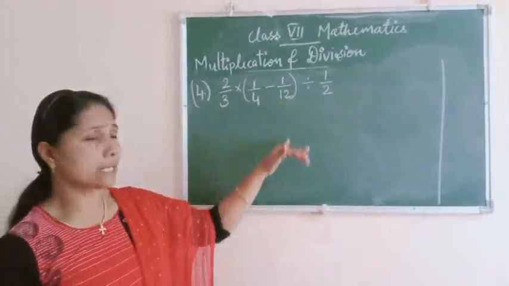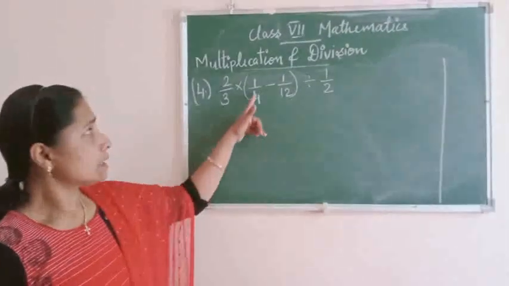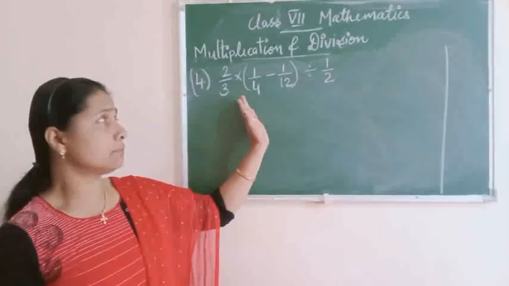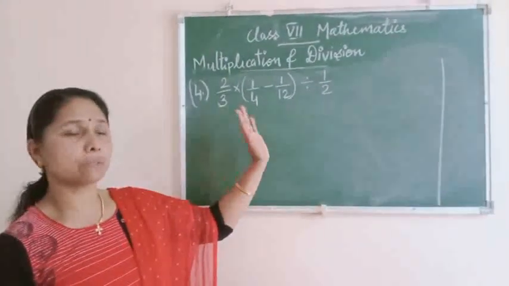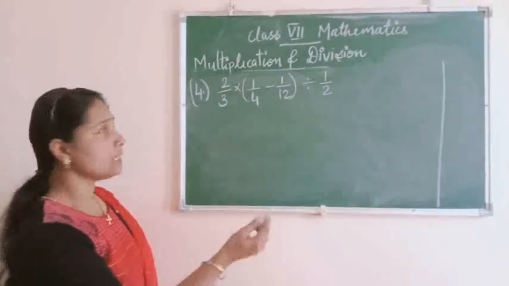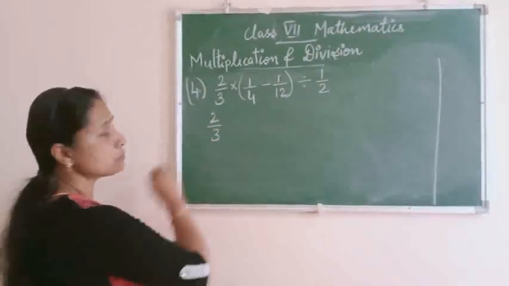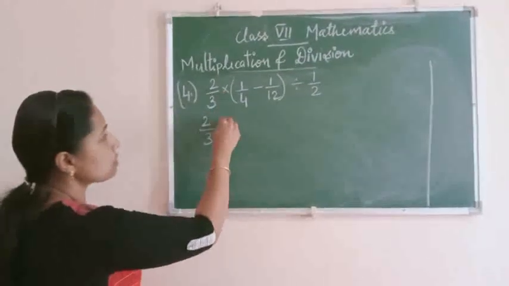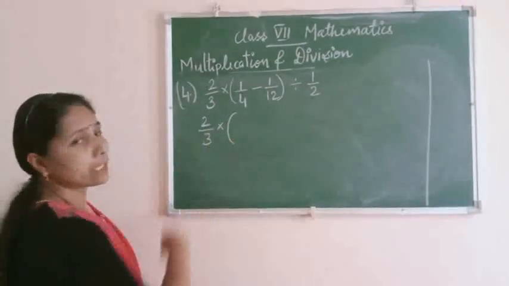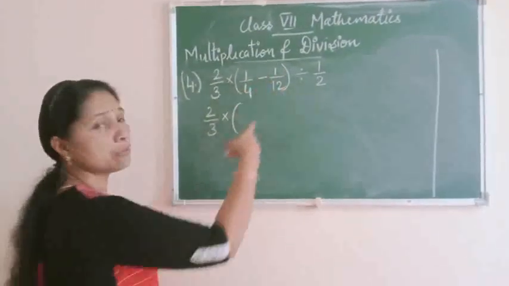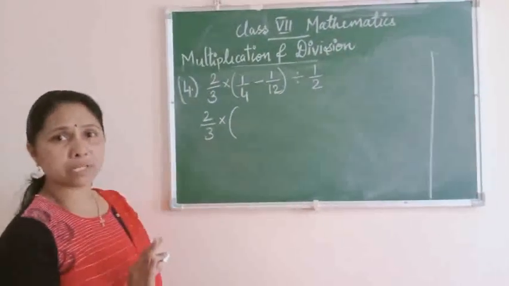So now let me explain this question. Here the bracket is already there, so, as I said in the previous question also, if a bracket is given, first you have to solve the bracket. The other fraction we write as it is. 2 upon 3 is the first fraction, we write the same, 2 upon 3. The multiplication symbol also we put, and we put the bracket also. Here 1 upon 4 minus 1 upon 12 is subtraction of fractions. Already you know how to do the subtraction.